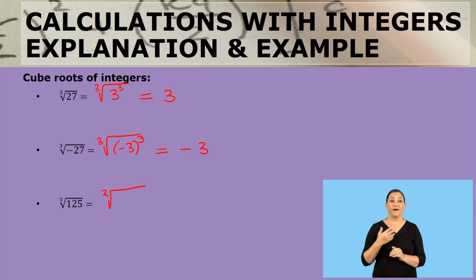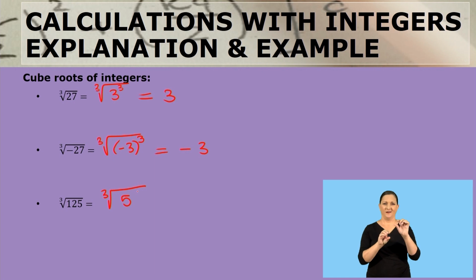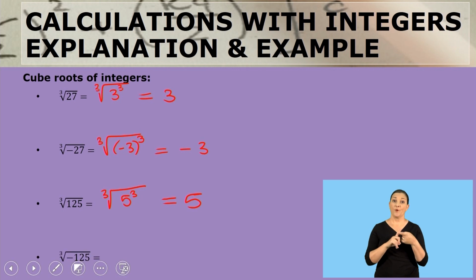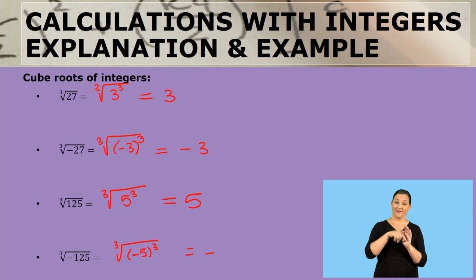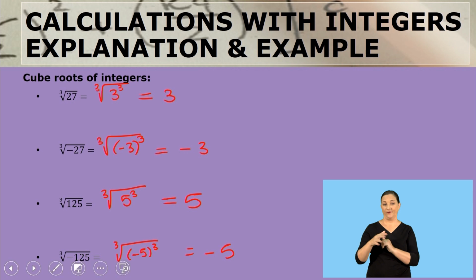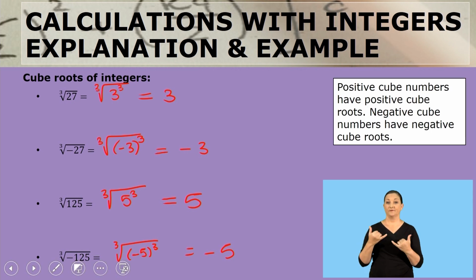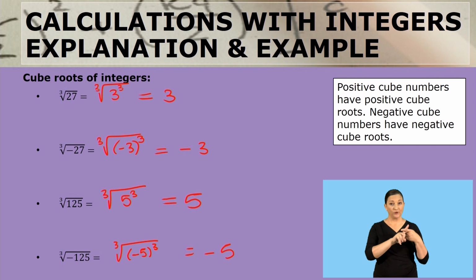If I have the cube root of 125, that is the cube root of 5 cubed. And our answer there is a positive 5. But when we are looking at the negative 125, that is the cube root of a negative 5 cubed. And our answer there is going to be a negative 5. So this means that positive cube numbers have positive cube roots, and negative cube numbers have negative cube roots, as we can see from our examples.